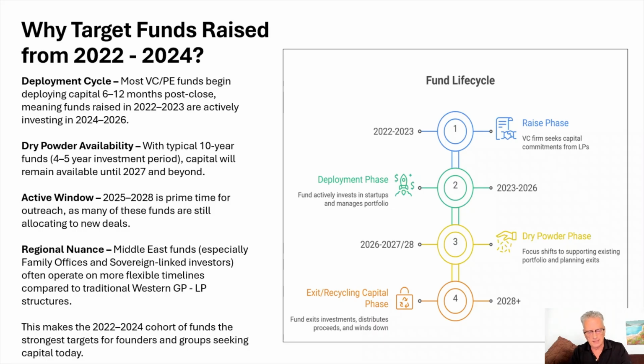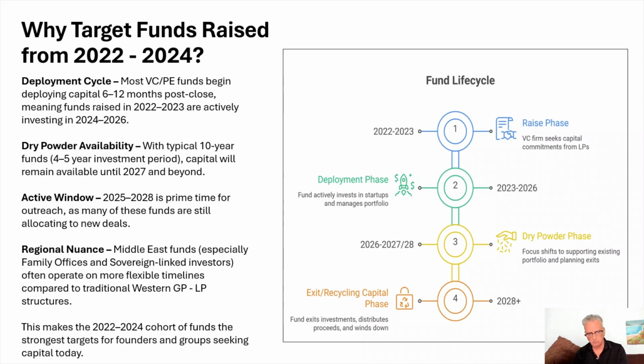In this database, you're going to see that although it's global and carries a wide range of funds all the way back to 2007, we're focusing on only 2022 to 2024 for this screening. Why? Well, the deployment cycle. Most venture capital and private equity funds begin deploying capital 6 to 12 months post-close, meaning funds raised in 2022 to 2023 are actively investing in 2024 to 2026.